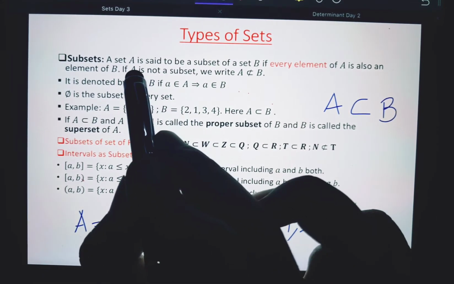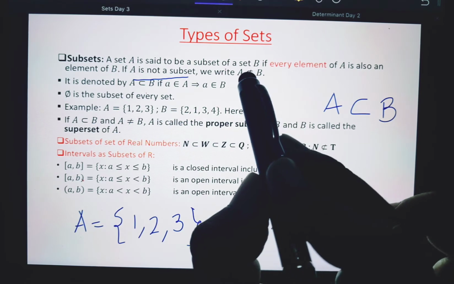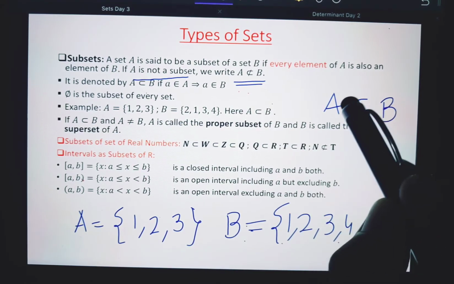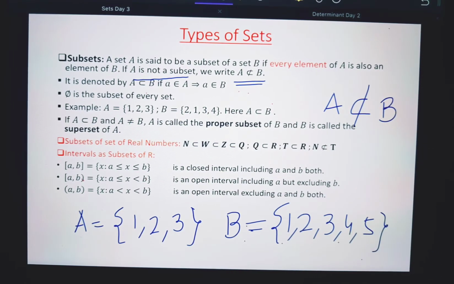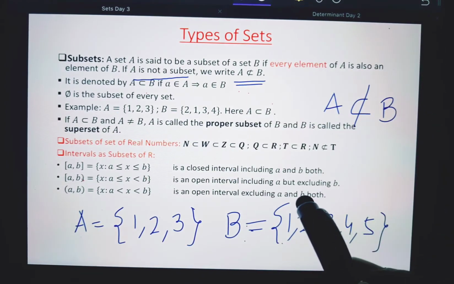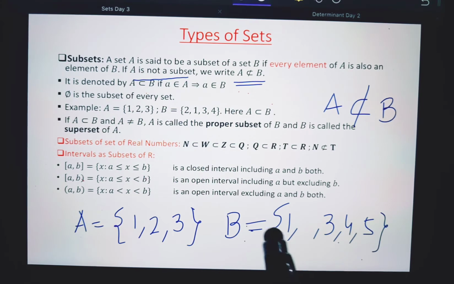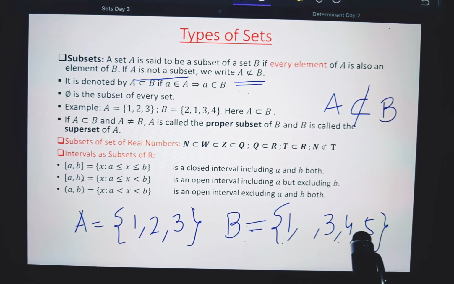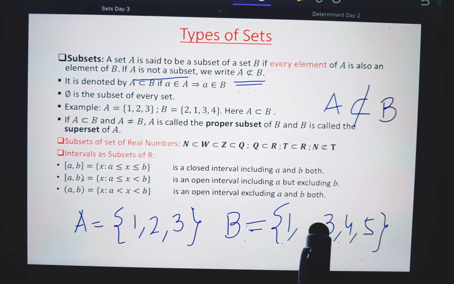Understood? Now if A is not a subset, then we can denote it by writing the subset sign with a slash through it. So how can I say that it's not a subset? You see, like this: if I remove 2, and I have the elements 1, 3, 4, 5, now all the elements of A are not present in B, right? Because 2 is not there. So A is not a subset of B.